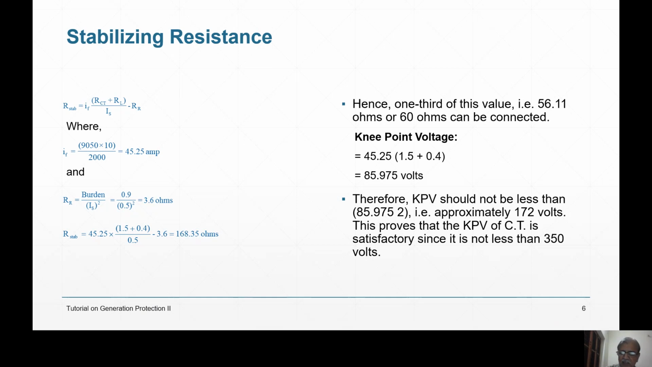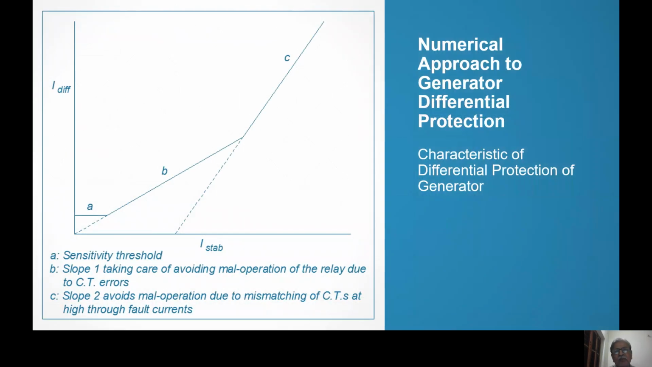We have calculated the value of the stabilizing resistance also. If you go to numerical approach, they are using low resistance differential protection and not high resistance. That is bias differential relay they use. And they use the differential relay which gives two different slopes. So the characteristic consists of three parts. One is A, which is sensitivity threshold, or so often people call it basic setting. Right? Minimum current that is required to pick up the relay.